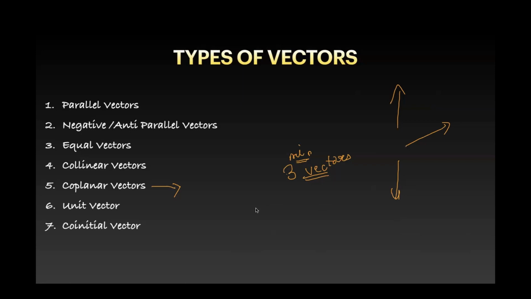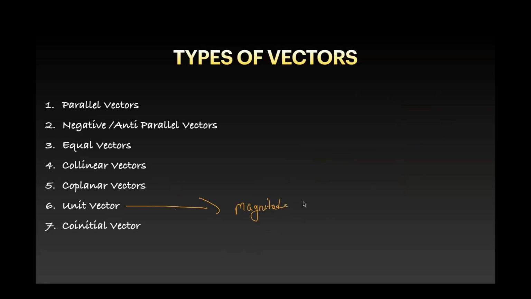Now, assume you have one vector like this, one vector like this, and a vector like this. Is it coplanar? No, because the plane is like this, but this vector is coming out. So this is not coplanar. Clear? Next, unit vector. What is a unit vector? A unit vector is a vector whose magnitude is 1 unit. Such a vector is said to be a unit vector.